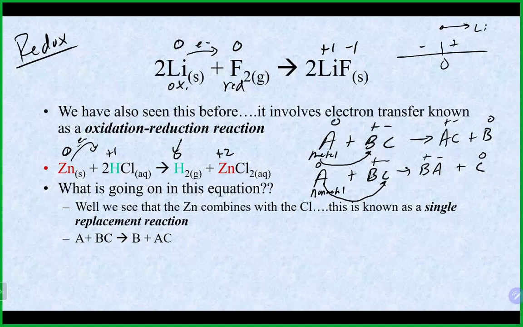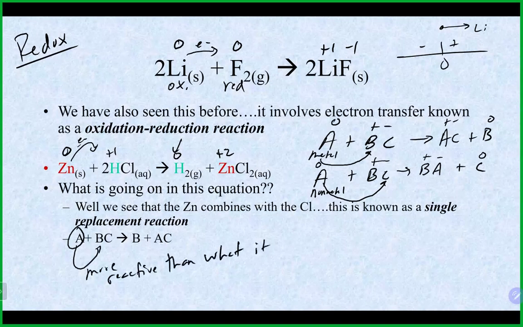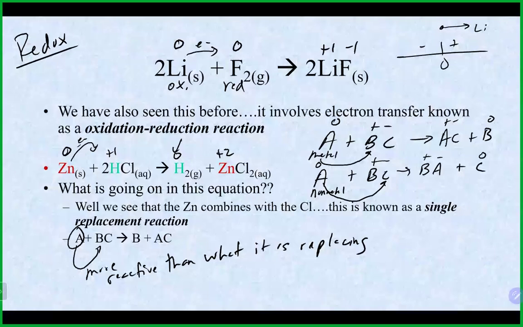If you remember, in order for this reaction to take place, the guy coming in needs to be more reactive than what it's replacing. So for this reaction to take place, whatever is coming in needs to be more reactive than what it is replacing. So A needs to be more reactive than what it is replacing. So if it's replacing the metal or the non-metal, it needs to be more reactive. If it is not, then the reaction will not take place.